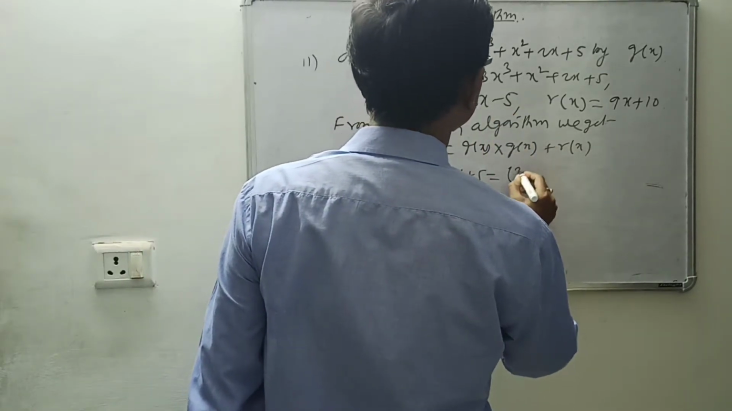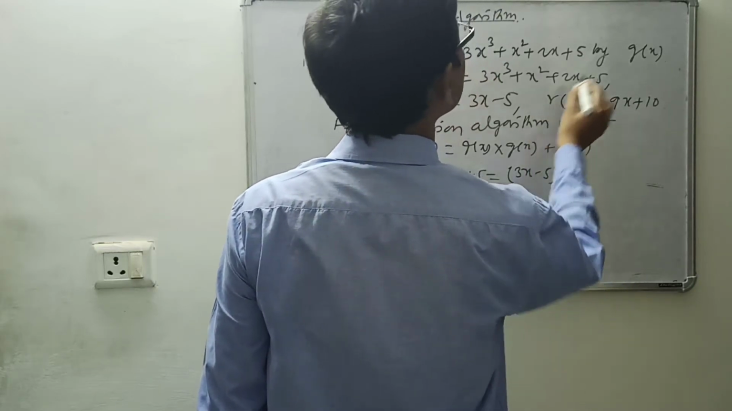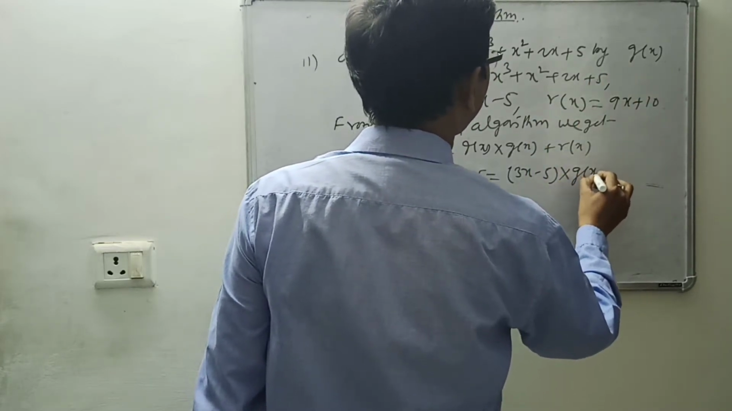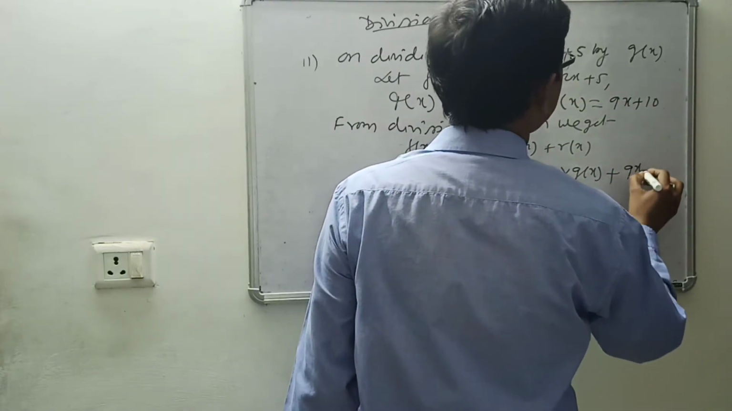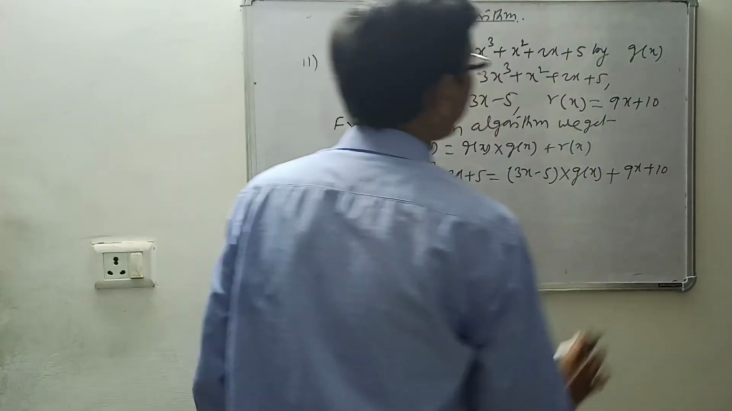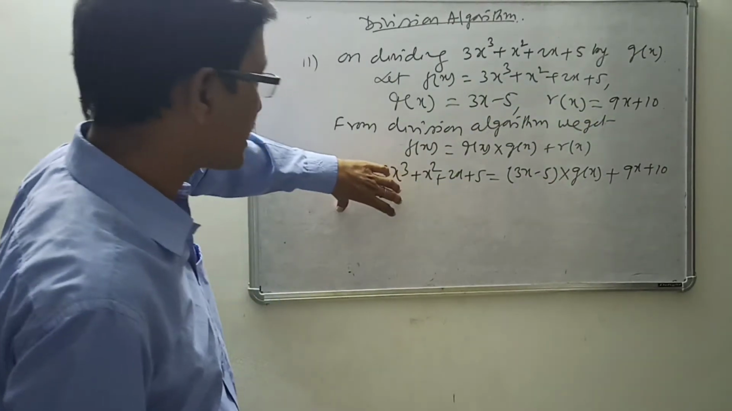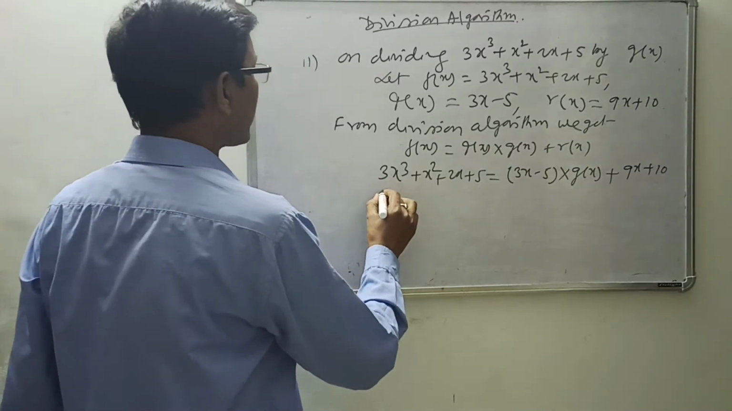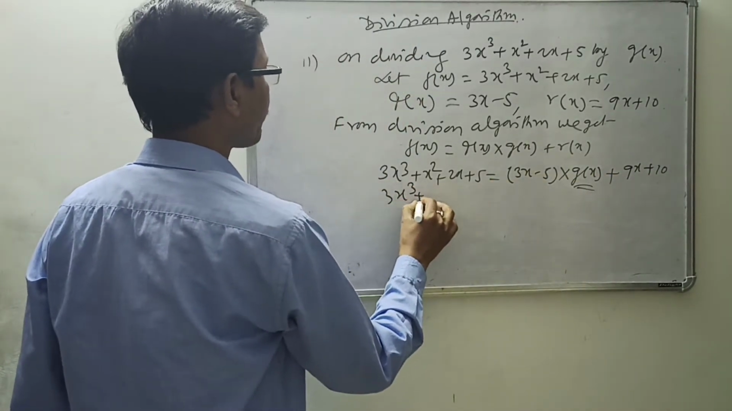Qx is having 3x minus 5. Gx is to be found out. Plus Rx is having 9x plus 10. So this is total 9x plus 10. You can take this side first of all. You have to find out the gx. So first of all, you will take this one.